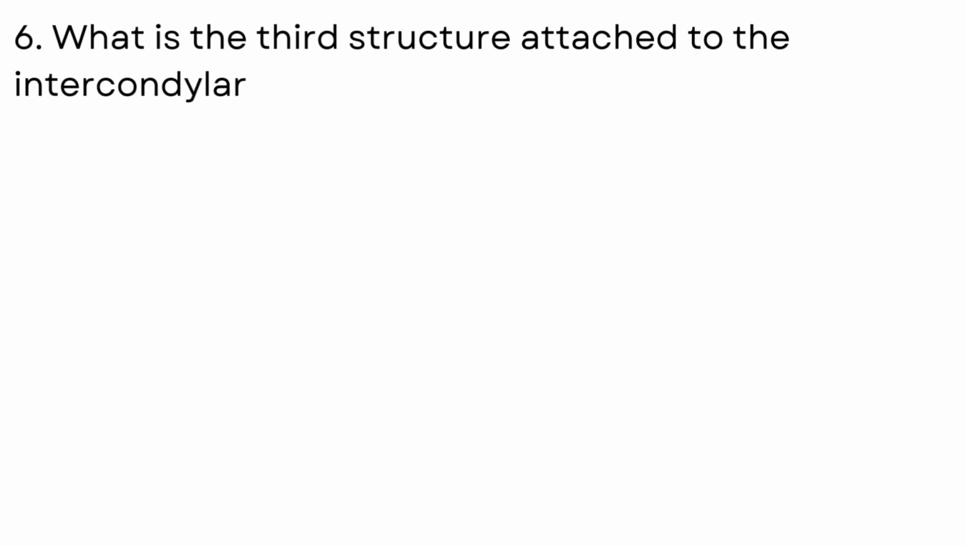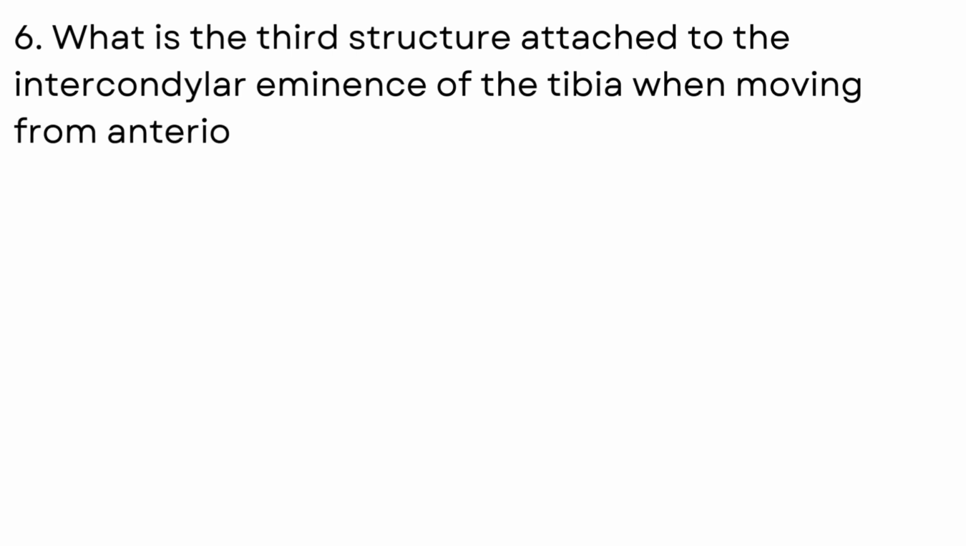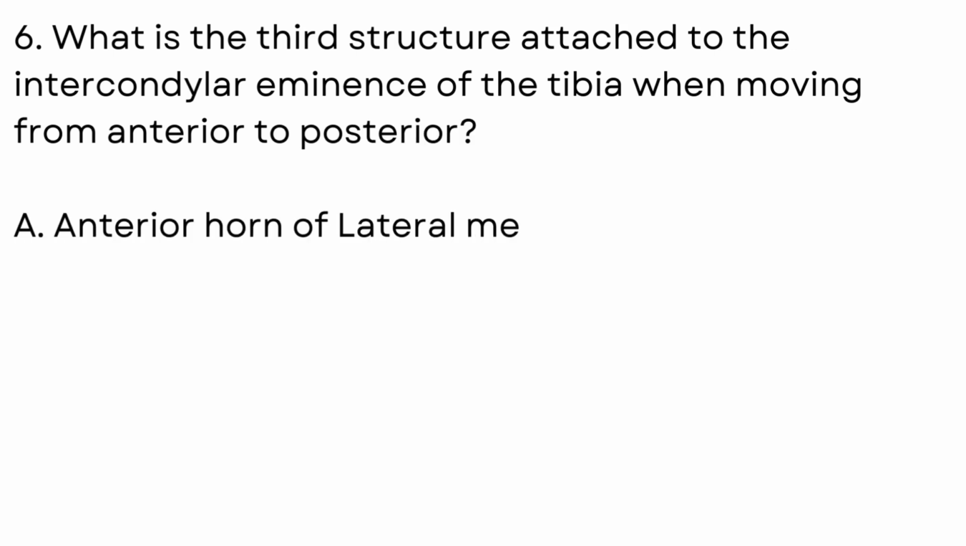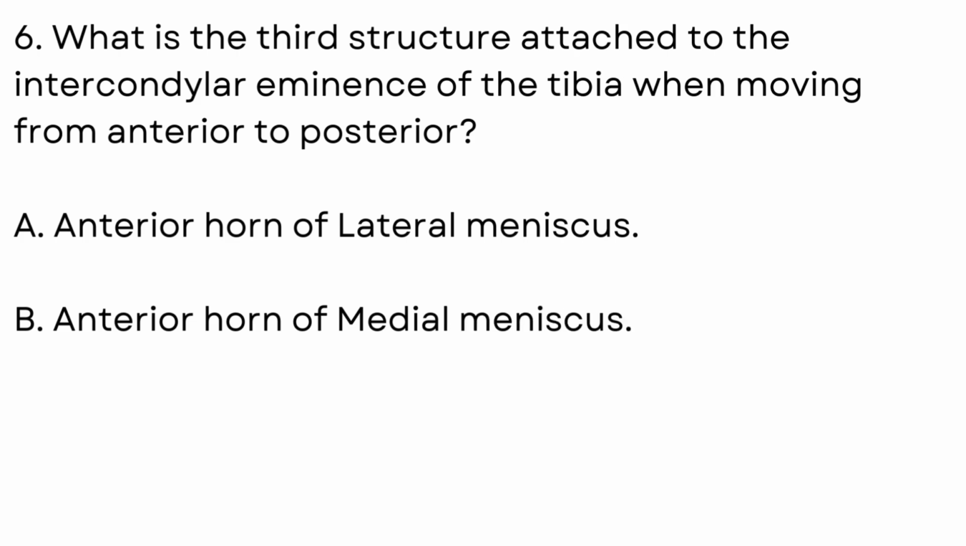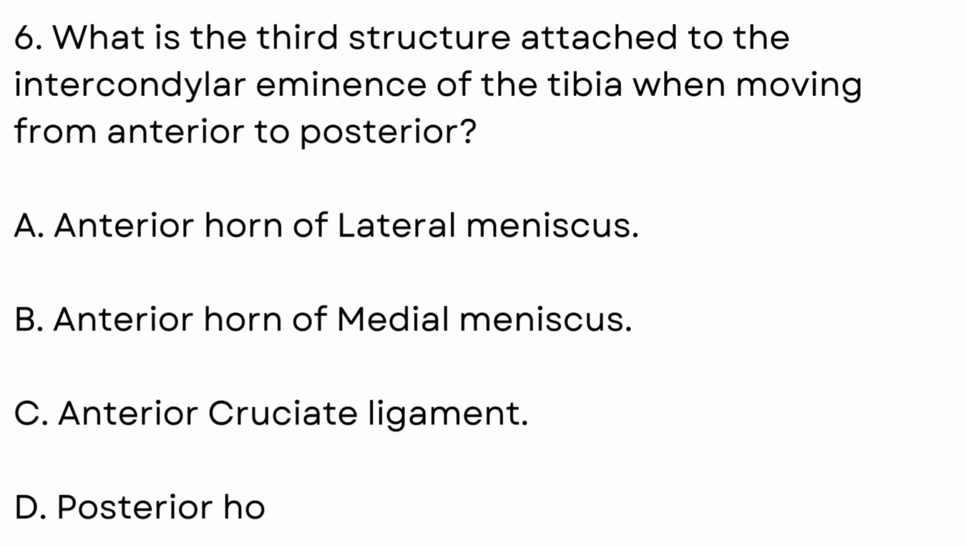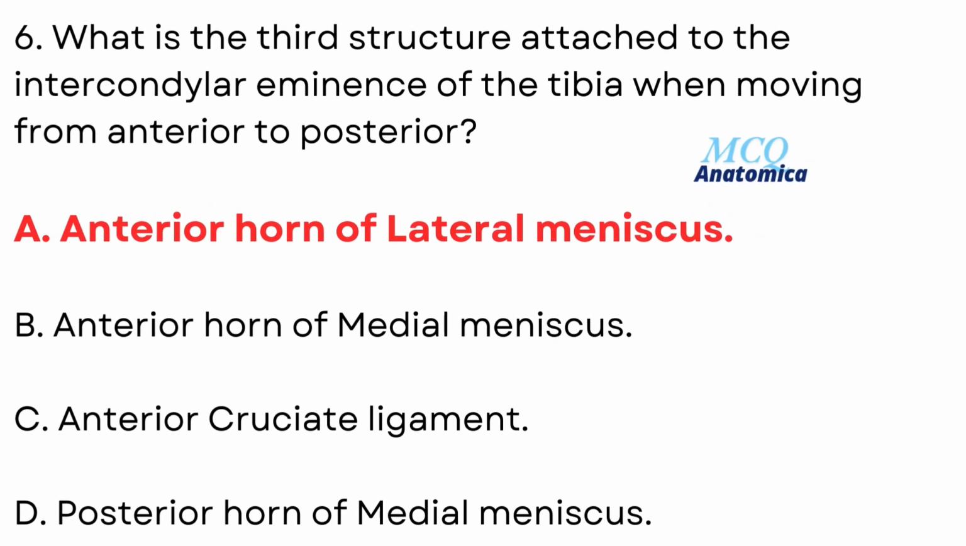6. What is the third structure attached to the intercondylar eminence of the tibia when moving from anterior to posterior? A. Anterior horn of lateral meniscus. B. Anterior horn of medial meniscus. C. Anterior cruciate ligament. D. Posterior horn of medial meniscus. The answer is A. Anterior horn of lateral meniscus.